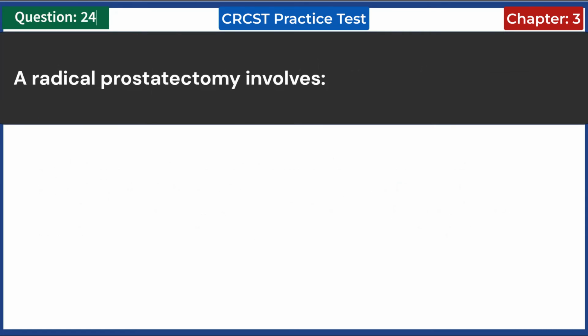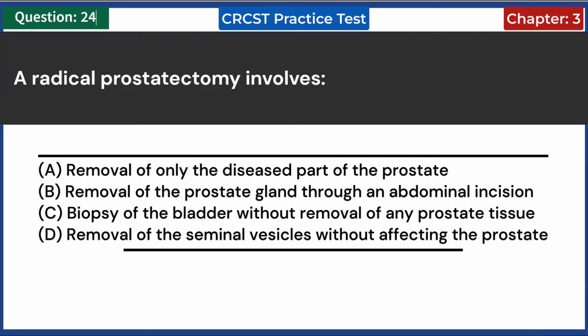A radical prostatectomy involves: A. Removal of only the diseased part of the prostate. B. Removal of the prostate gland through an abdominal incision. C. Biopsy of the bladder without removal of any prostate tissue. D. Removal of the seminal vesicles without affecting the prostate. Answer: B. Removal of the prostate gland through an abdominal incision.